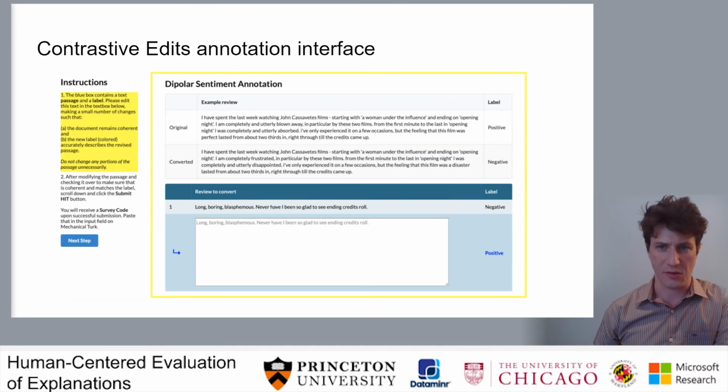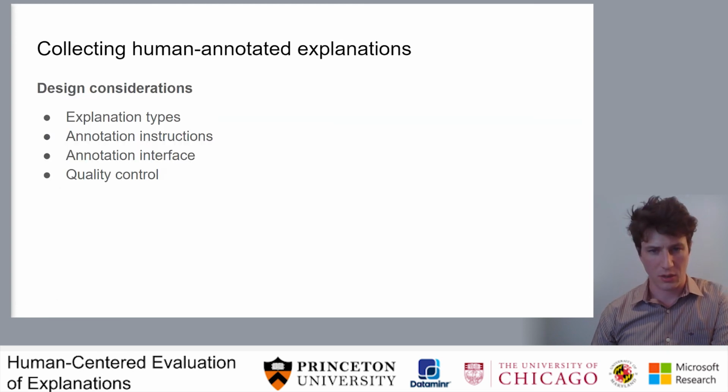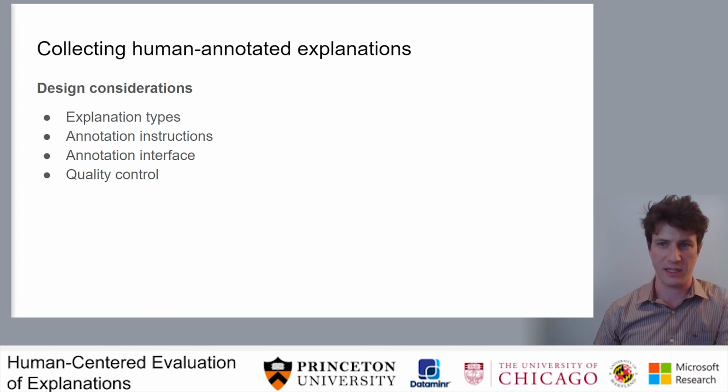This dataset used a very simple interface for collecting these contrastive edits, just a free text input prompted by the original review. So I've shown you 6 examples of explanatory datasets, exemplifying different approaches to these design considerations in collecting this type of data. Now I'm going to briefly talk about each design consideration one by one.